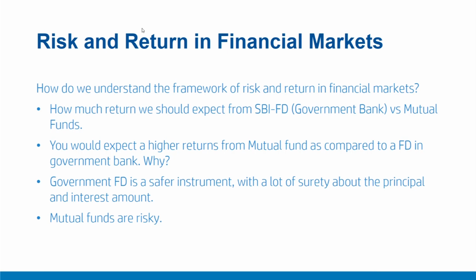Why should we expect different returns from these instruments? Because these instruments offer different degrees of risk to the owners of the instruments. For example, SBI fixed deposit is safe, and for a very high degree of surety, you know that your principal and interest amounts will be paid back at the time instrument matures, that is, the holding period. However, in case of mutual funds, there is no such surety, and you may even get an amount that is lesser than what you invested. This uncertainty of outcome is called risk.